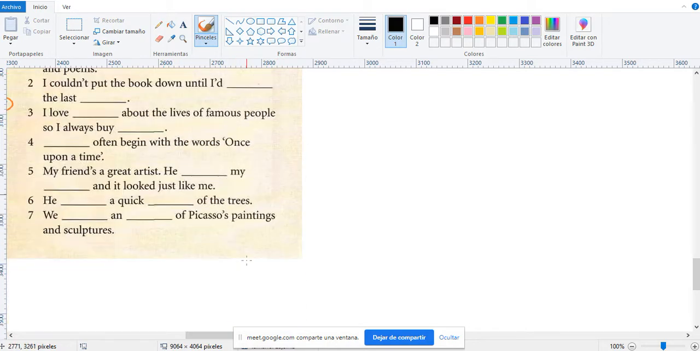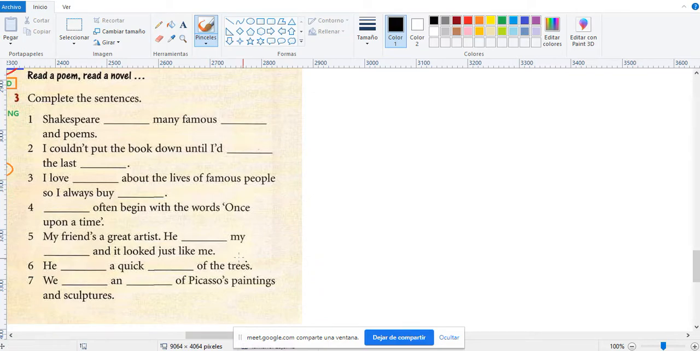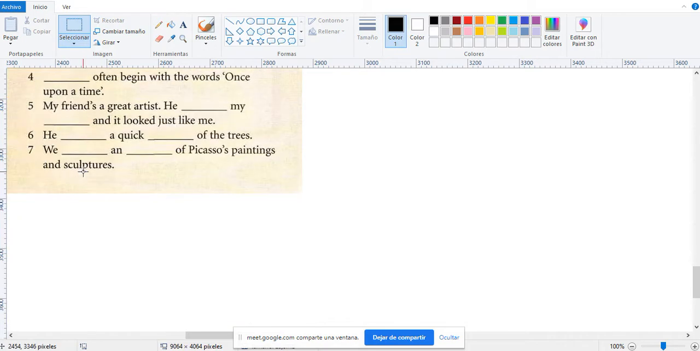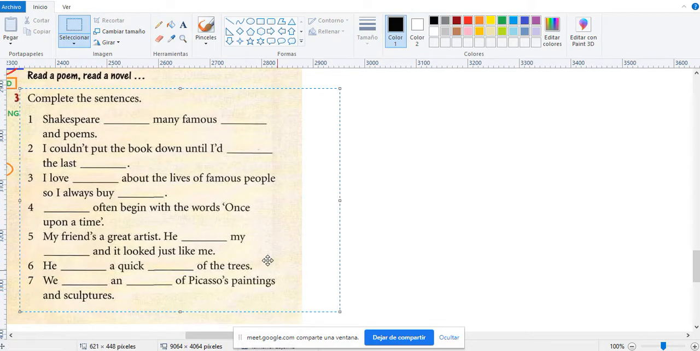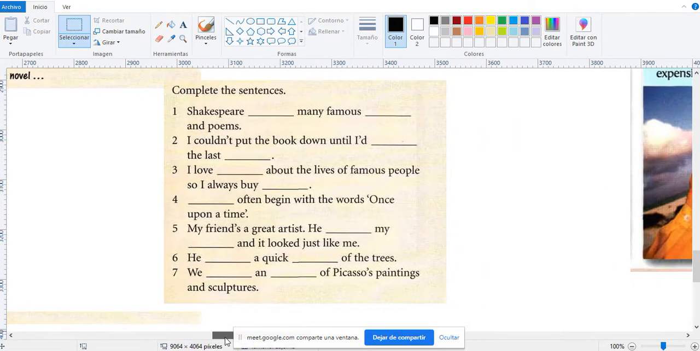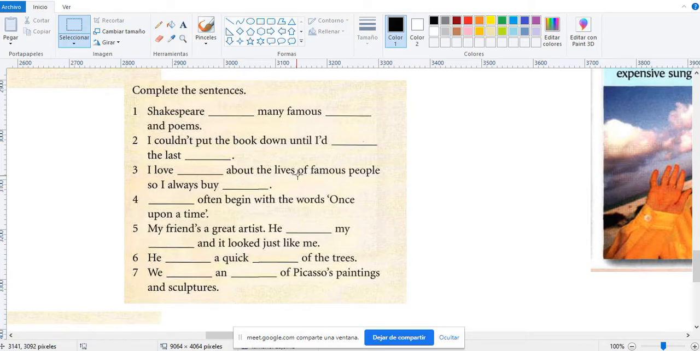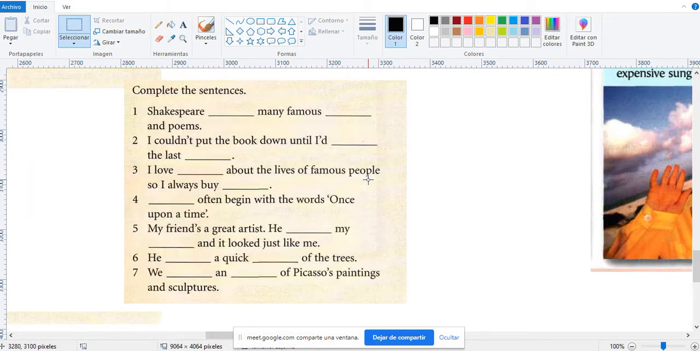We did that activity. No, we didn't do this because we need to complete these activities. Okay, we didn't do this. No hicimos esto. Okay, and today we're going to start with this exercise. This is the main exercise that we're going to do today. Okay, we're going to start.